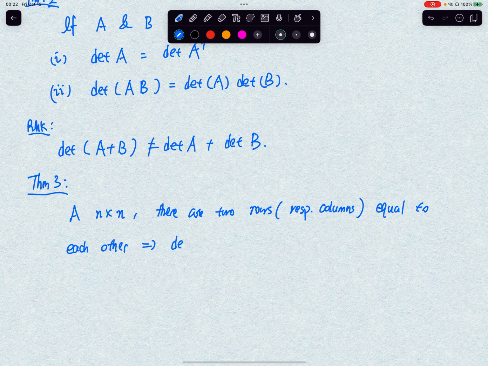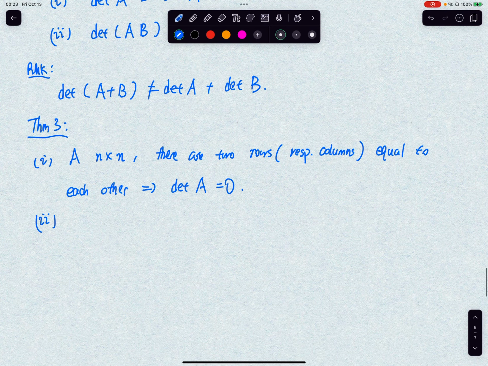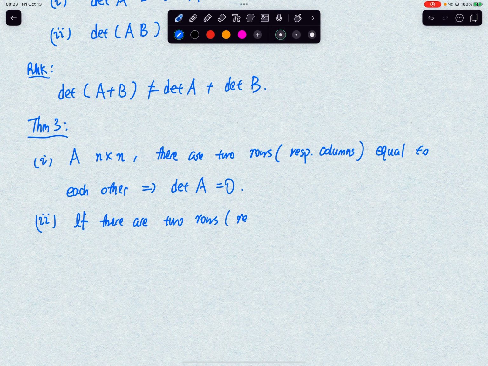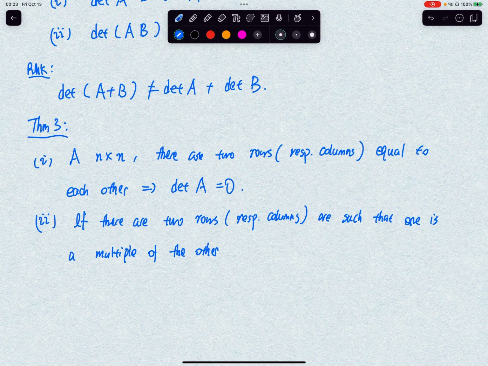Then we have the determinant of A is nonzero. And the second is that if there are two rows, respectively columns, such that one is a multiple of the other, then we have the determinant of A equals zero.